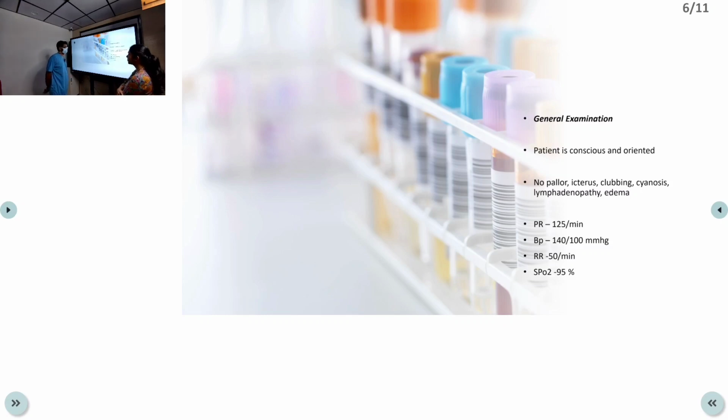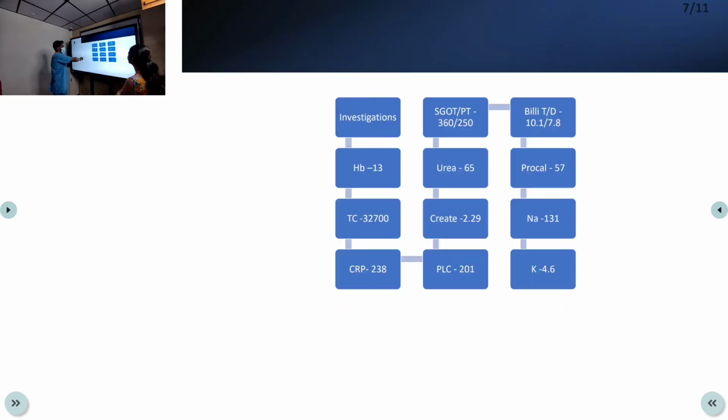Further, we did the routine lab investigations, wherein the total count came out to be elevated. 32,000 was the total count, and the CRP was in the higher range, 238. Procal was also elevated to 57. What was the platelet value? The platelet value was 2 lakhs. So he has elevated total counts, elevated CRP, elevated procalcitonin, and the platelets are somewhat normal. Other electrolytes are normal.